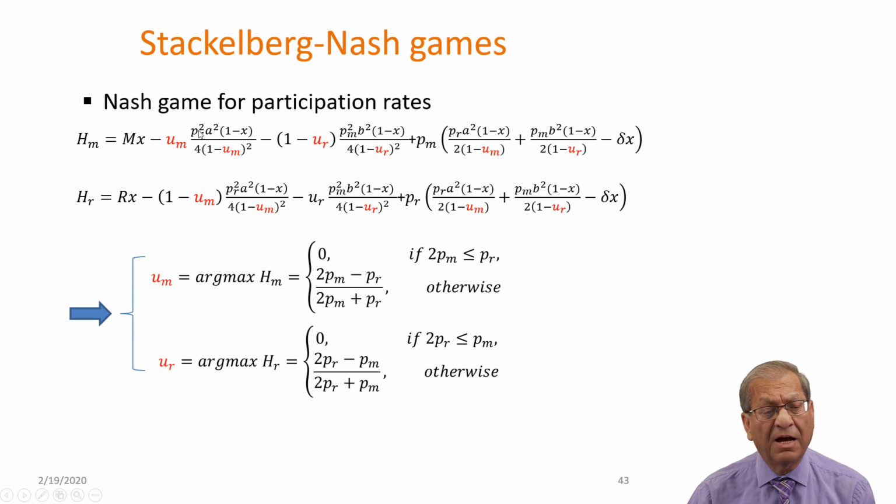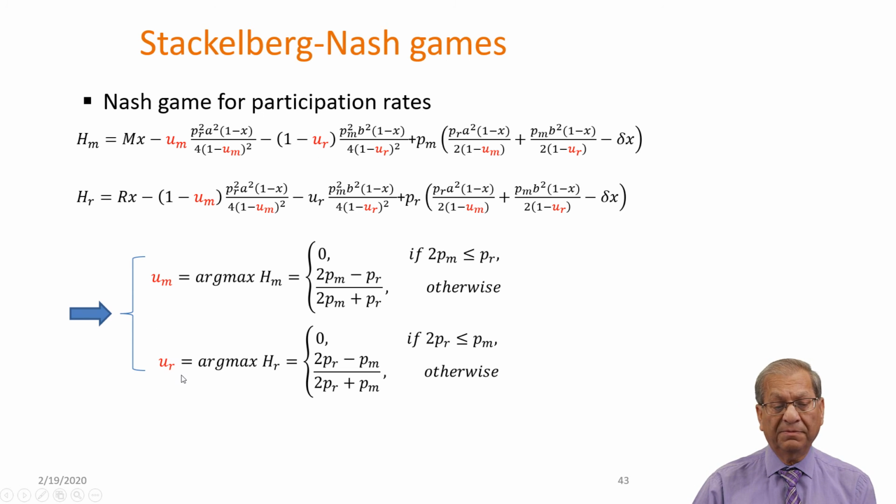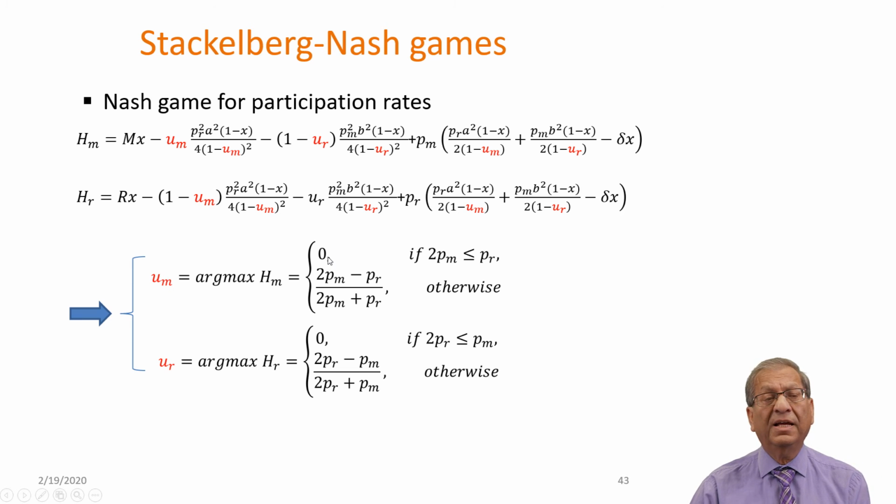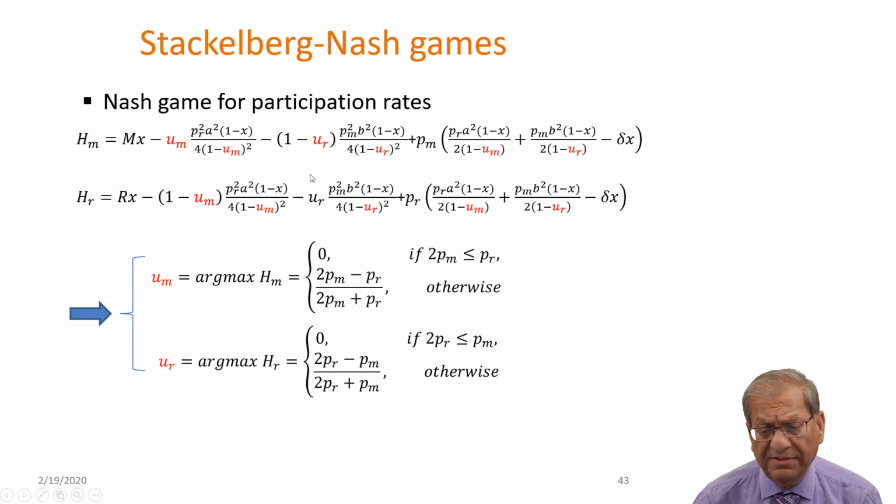When we go to the Hamiltonian now, the Hamiltonian is given by HM and HR now, and the only variables are UR and UM. Once again, we use the first order condition with respect to UR and UM, and the first order condition gives us the form of optimal UM and UR in this form. As you can see, we cannot have a participation rate below 0, so we need to have a boundary solution as well. Now we have solved the static game using the Hamiltonians at each point in time.